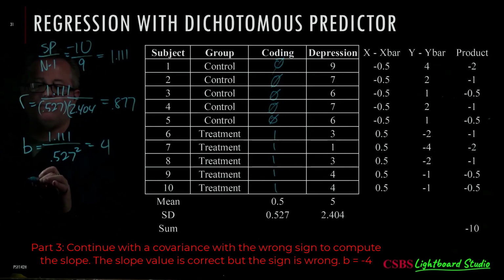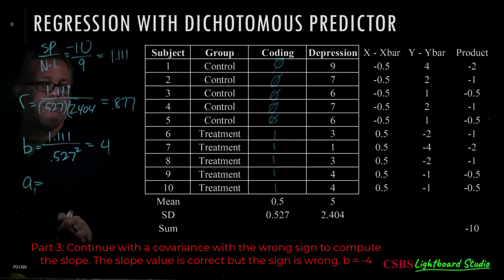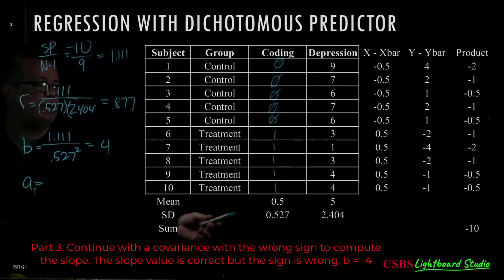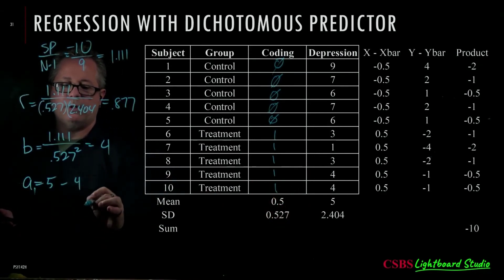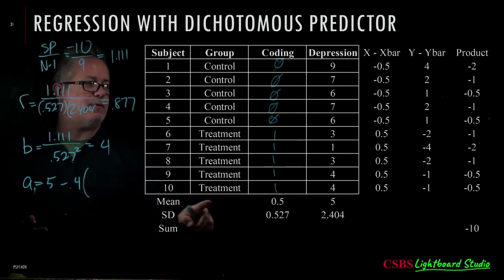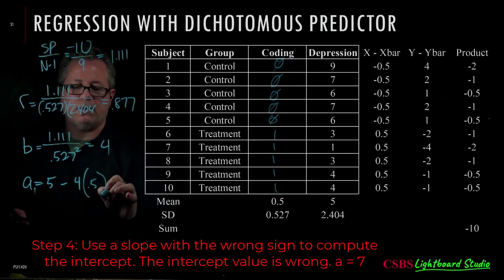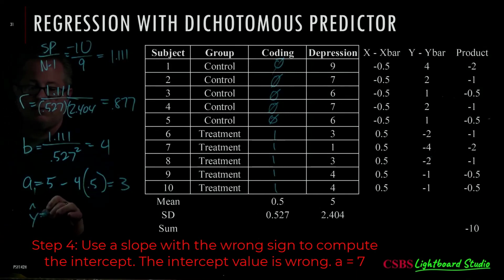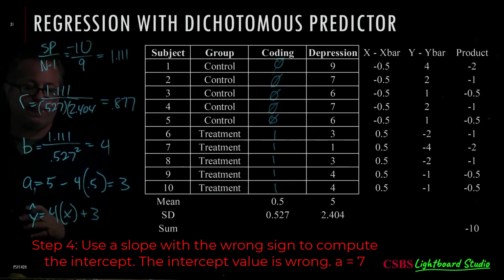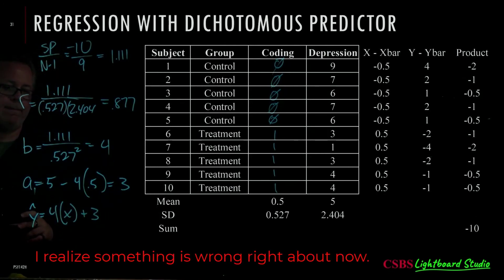What about the intercept? Intercept now is going to be the mean of y, 5, minus the slope, 4, times the mean of x, 0.5. Basically, 5 minus 2 is 3. Did I get that right? 5 minus 2. Yeah. So I get a y predicted equals 4 times x plus 3. Right? Did I miss anything?